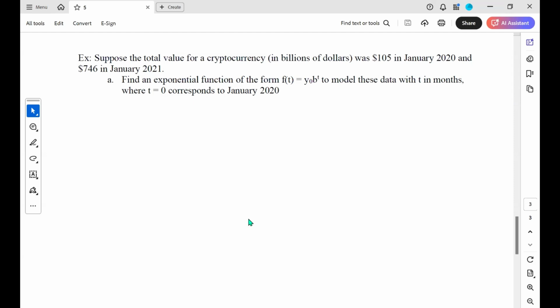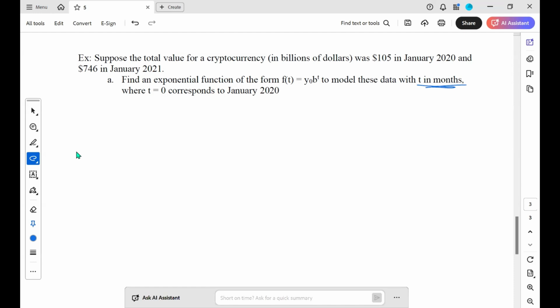Suppose the total value for cryptocurrency in billions of dollars was 105 in January 2020 and 746 in January 2021. Find an exponential function of the form f of t equals y sub 0 b to the t to model these data, where t equals months and t equals 0 corresponds to January 2020. So we're using f of t equals y sub 0 b to the t, like I told you up above.